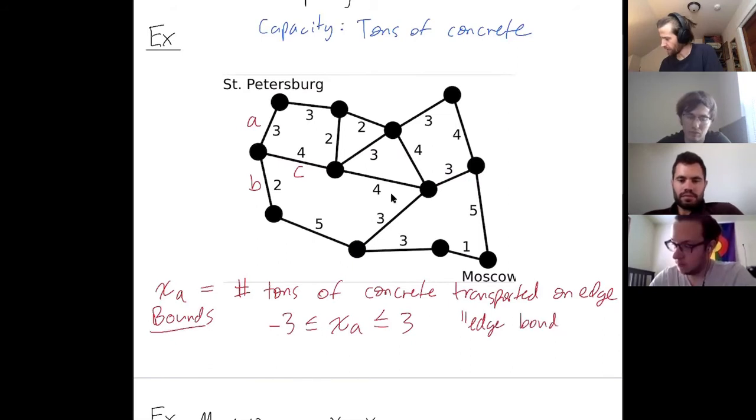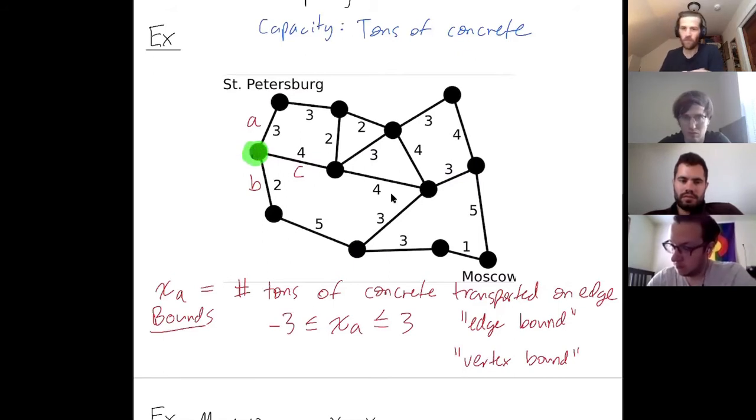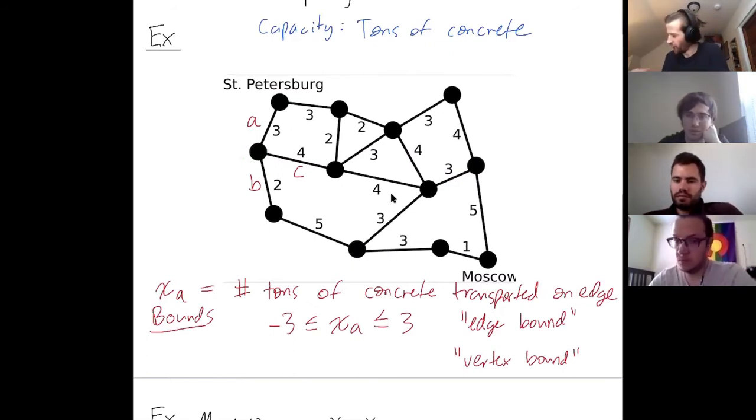Okay, in this particular example, we'll also have vertex bounds. Let me show you an example vertex bound. I'll look at this vertex. The flow coming into the city has to be equal to the flow leaving the city. Let's give a name to this city. Does anyone know another Russian city besides St. Petersburg or Moscow? Oh, come on. This is making me look bad on YouTube. Stalingrad? Stalingrad, thank you.